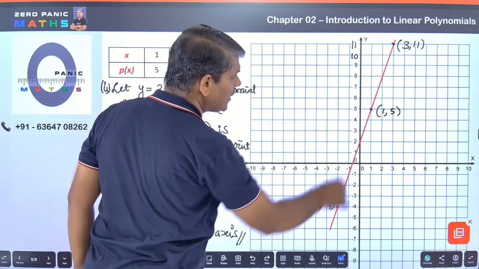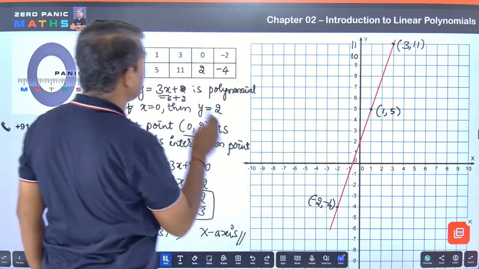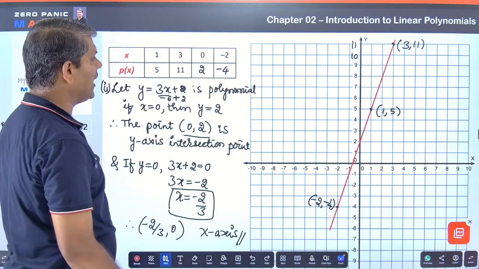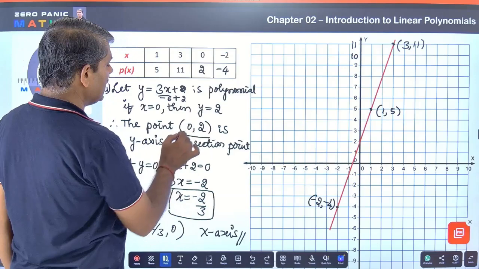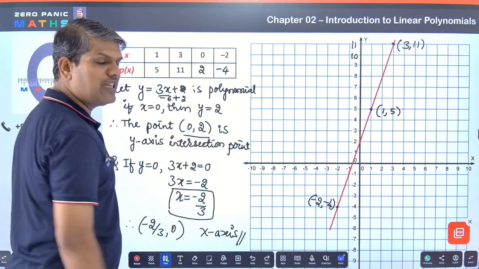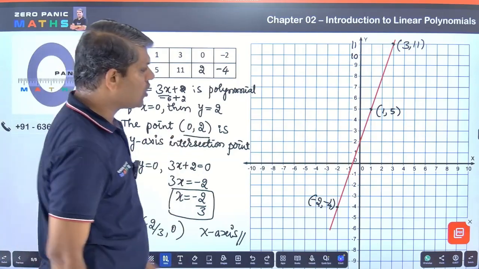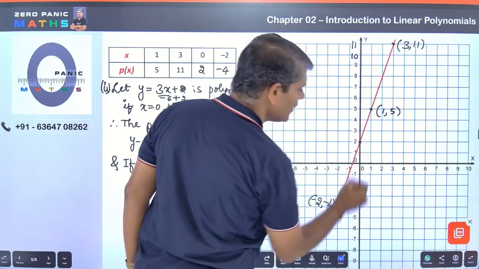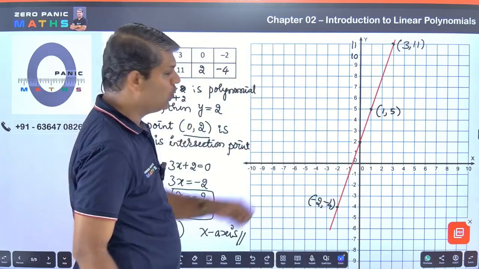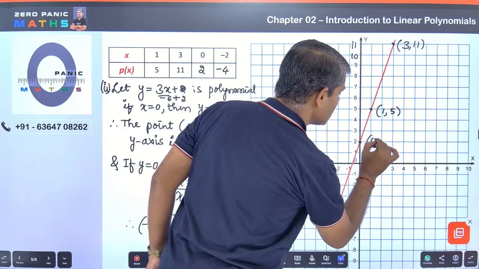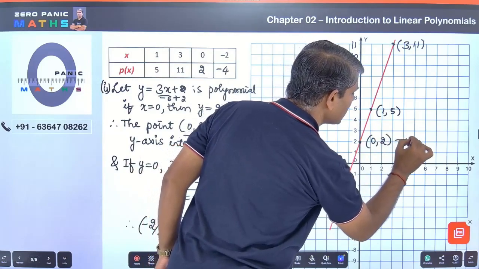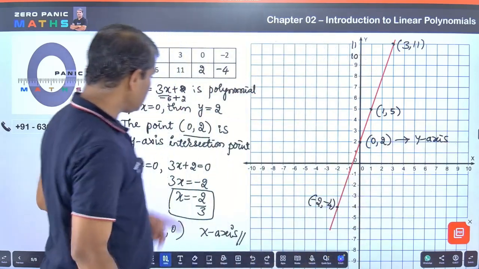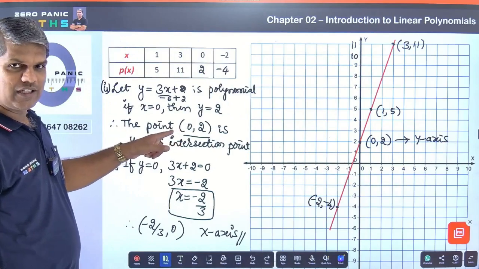If you just connect all the coordinate points that we have calculated, it will give you a linear line, or a straight line. Now we have to verify whether 0, 2 is the y-intercept point or not. For x is equal to 0, where is it cutting the y-axis? See, that is at the point 2. So this is the y-axis intersection point 0, 2, as it is verified theoretically also.